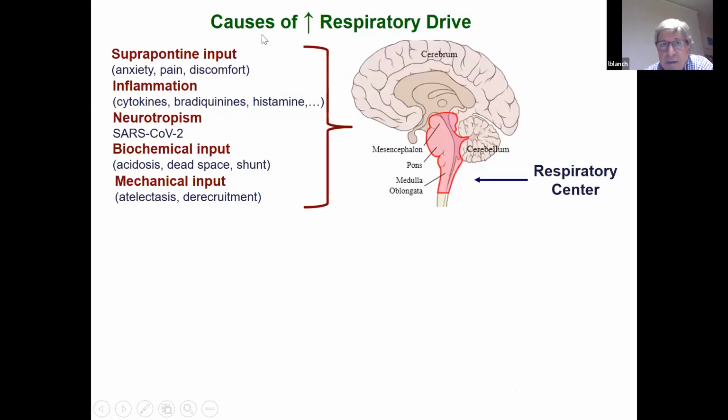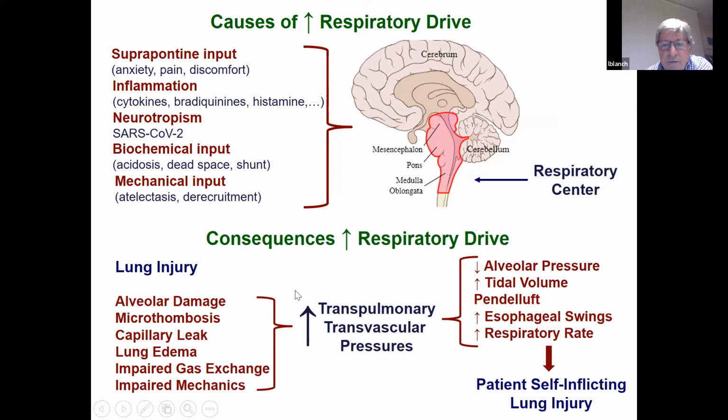Then we can go into the causes of increased respiratory drive: pain, anxiety, discomfort, inflammation, maybe the new virus. Also acidosis, dead space and shunt, or hypoxemia, or, in that case, severe lung inflammation that projects to the respiratory center. When that happens, the consequence of this high respiratory drive is an increase in the transpulmonary and transvascular pressure, because there is a decrease in alveolar volume, an increase in tidal volume, pendelluft, an increase in esophageal swings, and an increase in respiratory rate that can cause lung injury.